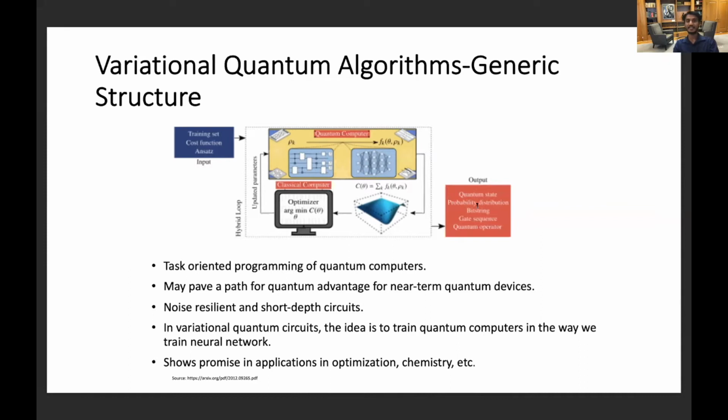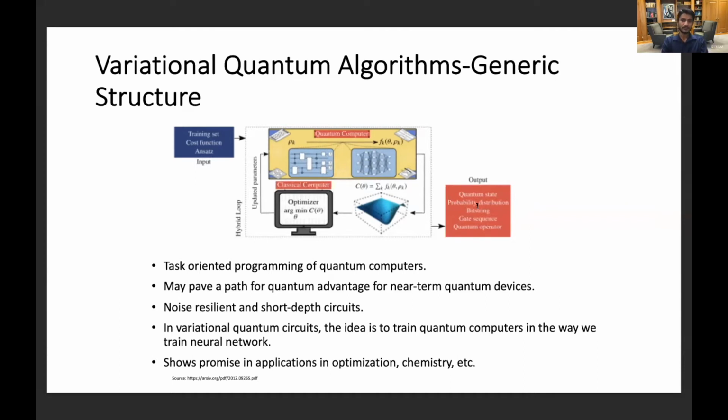Third is noise resilient and short depth circuits. So these circuits for quantum algorithms are not very deep circuits, they are short depth circuits. And that's why they are less prone to noise. Okay, there is noise still, but they are less prone to noise. And at the end, what we are doing is we are optimizing, and we have started with a guess anyway. So the noise in the devices is not so bad, and doesn't affect the results too much. So that's one advantage of doing this.